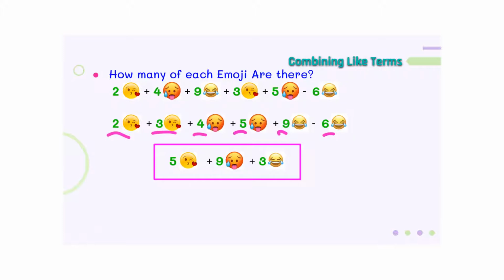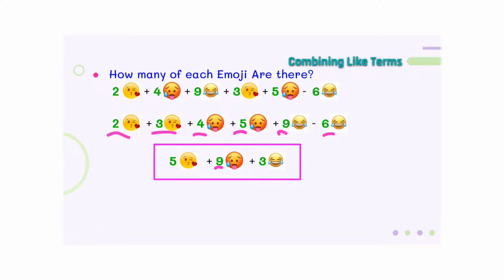So 2 plus 3 heart kiss emojis is 5 heart kiss emojis. 4 plus 5, I think that means sweating emoji, I don't really know. 4 plus 5 sweating emojis is 9 sweating emojis. And then laughing hysterically emojis is 9 minus 6, which is 3 laughing hysterically emojis.